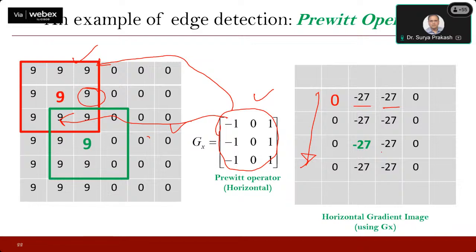Similarly, when you are moving this filter from this place to another place, you can compute the same thing using this filter and then put that here in the output image. Now you see in the output image, wherever the edge was there, you will see non-zero values here, and wherever the edge was not there, there are zeros. Okay, so this was the output.